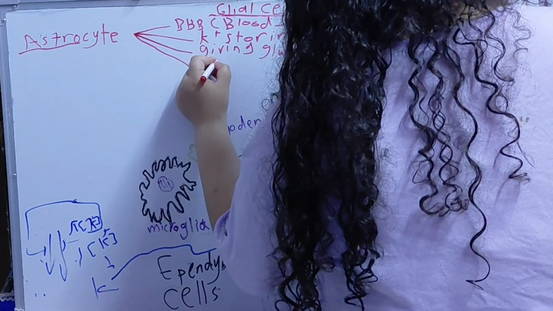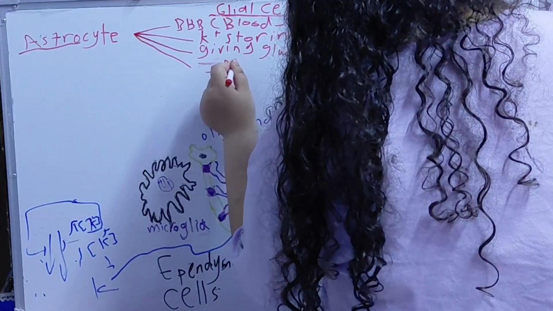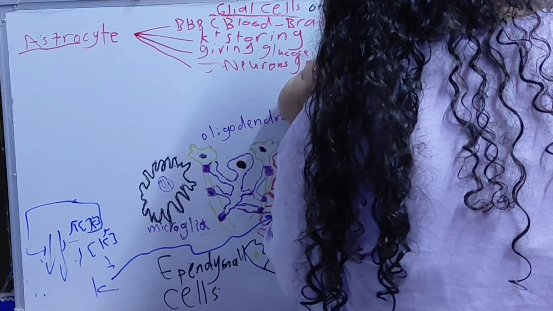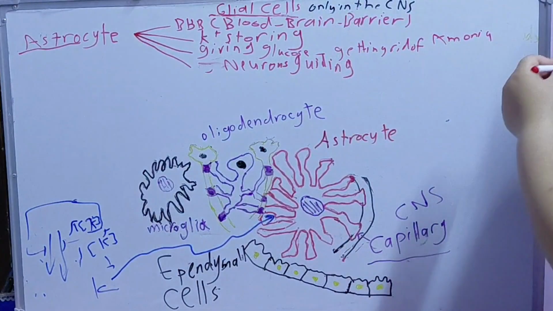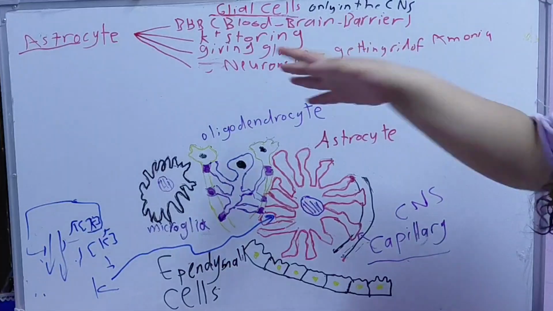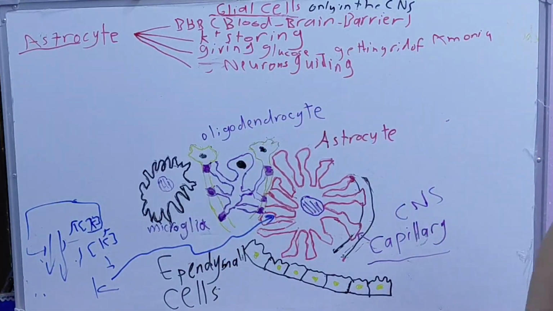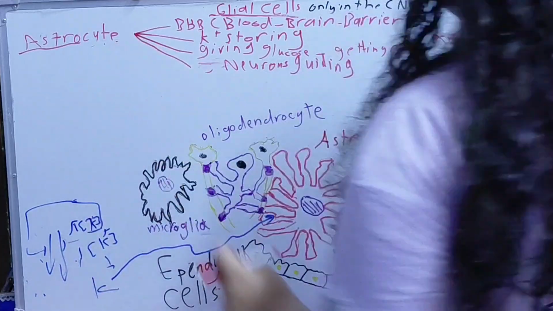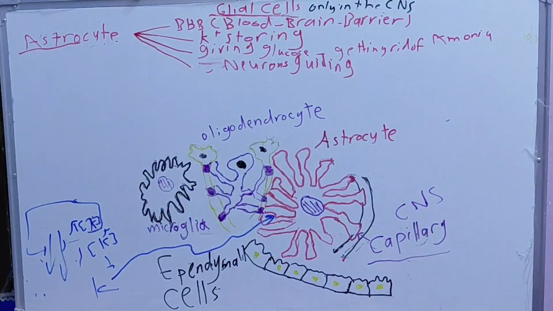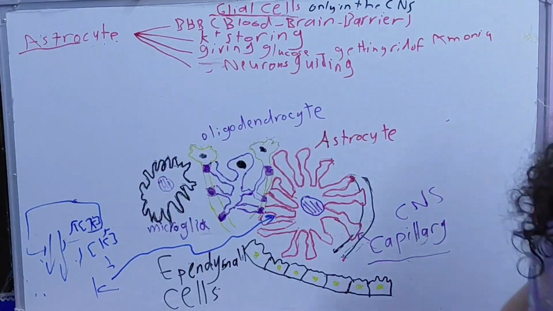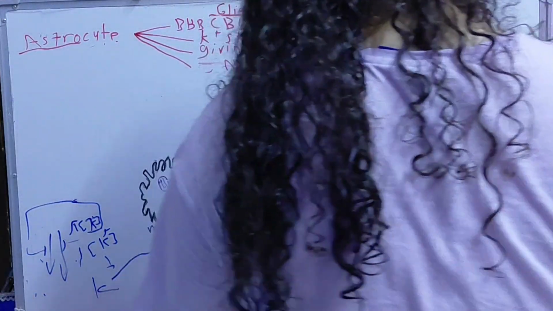The guiding of the neurons. So during embryonic development, you'll have your neurons in the CNS guided to their destination properly by the astrocyte. So it's a very important kind of glial cells. You must memorize it. You must know more about astrocytes if you want, but basically that's all that we need.